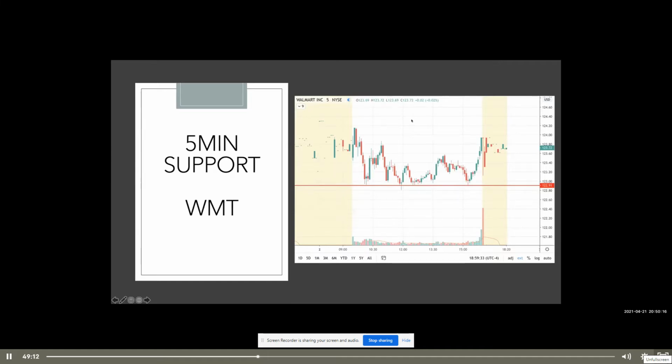5-minute support for Walmart. Again, you can see the stock came down, hit that 122.9 to 123, but this was 100% our floor for the day. So it came down, bounced off, came down, bounced off, came down, bounced off, came down, bounced off. So that is our floor. This is our support because that is where there is demand. That's where there are buyers looking to prevent the price of the stock from continuing to drop, all right?